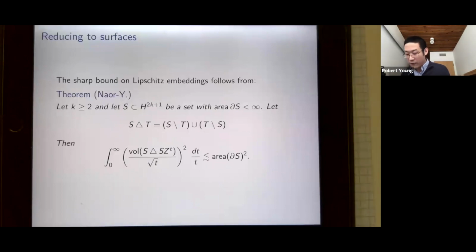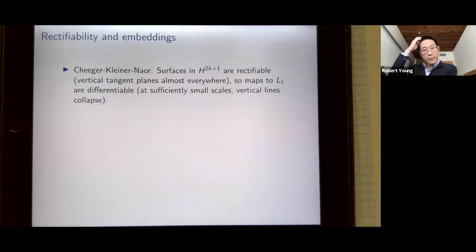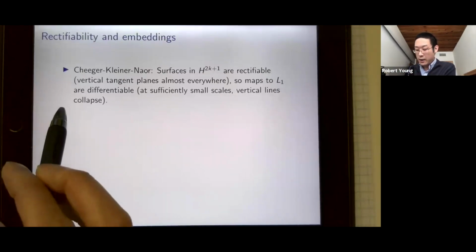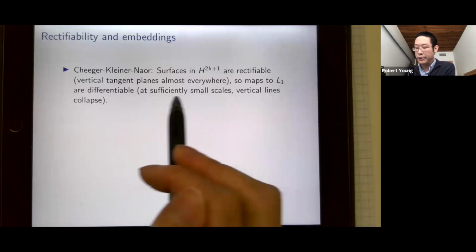So how do we prove this? Well, we use a version of rectifiability. Remember, Cheeger, Kleiner, and Naor's argument used rectifiability to prove a sort of differentiability. They showed that surfaces in the Heisenberg group are rectifiable, which means they have vertical tangent planes almost everywhere, which means that maps to L1 are differentiable in the sense that at sufficiently small scales, vertical lines collapse. This is really an infinitesimal argument. This is really dealing with sufficiently small scales.